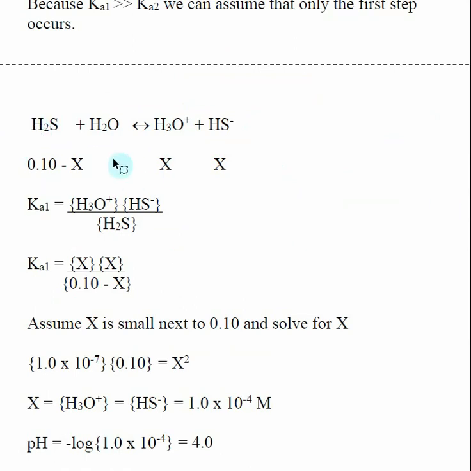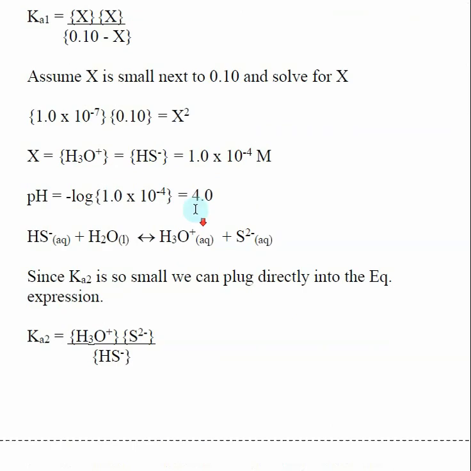So just like other weak acid equilibria, we draw out the ICE table. H2S plus H2O goes to make hydronium and HS-. We have an initial concentration of 0.1. Some of that's going to dissociate to make X amount of hydronium and X amount of HS-. We then write the equilibrium expression and we plug in these theoretical values, and then we go ahead and assume this X is small and solve for X.